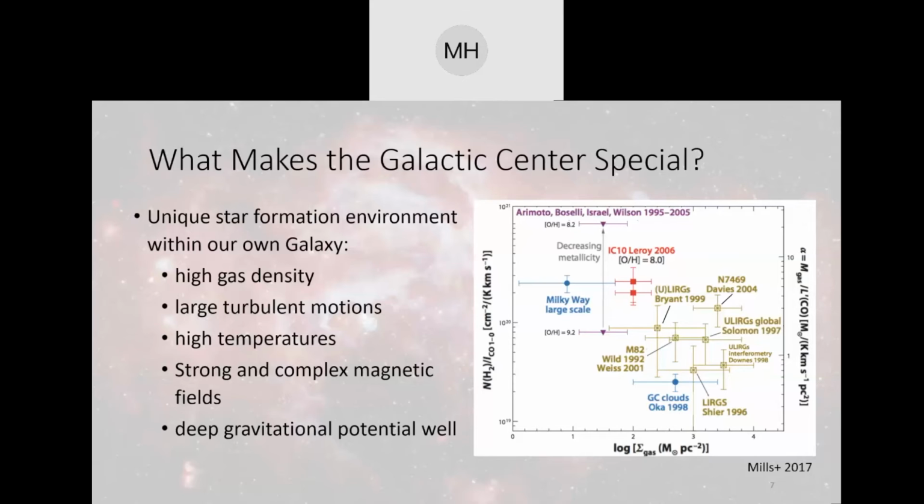But just to basically go down the bullet points, there's this really high gas density, like what's shown in the plot. There's a lot of turbulence. If you look at velocity plots of the galactic center, there's high gas and dust temperatures. There's strong and complicated magnetic fields, and then there's also a deep gravitational potential well.